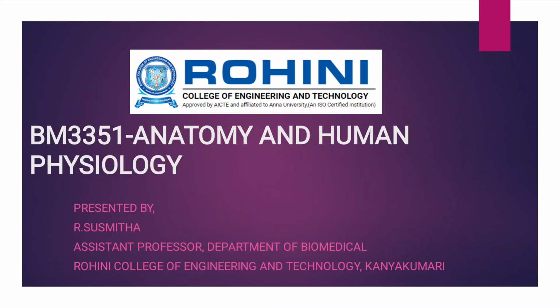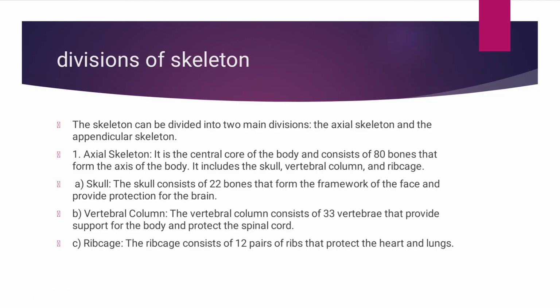Hi everyone. In this video, I am going to present a topic on divisions of skeleton. The skeleton can be divided into two main divisions: axial skeleton and appendicular skeleton. Axial skeleton is the central core of the body. It mainly consists of 80 bones that form the axis of the body. It mainly includes skull, vertebral column and rib cage.